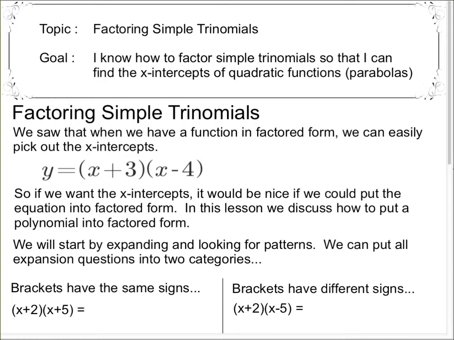We saw that when we have a function in factored form, we can easily point out the x-intercepts. So for the one that I have on here, the x-intercepts will be -3 and +4. Now I'm just going to remind you how that works. X-intercepts happen when y is 0, and if y is 0, then each of these brackets has to be 0 in turn. To make this bracket 0, I would have to put in -3, because -3 plus 3 is 0. And to make this bracket 0, I would have to put in +4, because 4 minus 4 is 0. So our x-intercepts occur at -3 and 4.